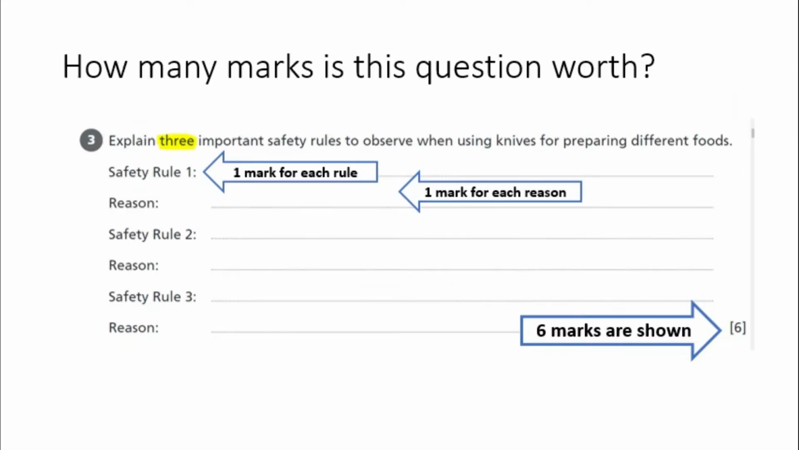How many marks is this question worth? This is usually in brackets by the side of the question, and you can see that this question is worth 6 marks. The way that this question is set out would indicate to you that there is a mark for each rule and a mark for each reason. To gain full marks on this question, you'll need to complete all 6 spaces to get the 6 marks.